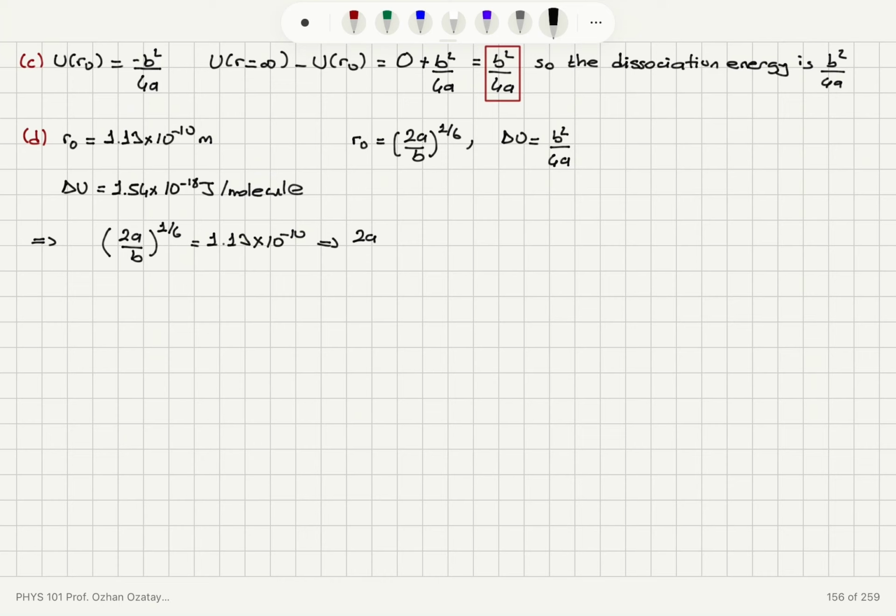So we find that the 2a to b ratio is 1.13 times 10 to the minus 10, to the power 6. So we find that 2a is equal to 1.13 times 10 to the minus 10 to the power 6 times b, or 4a is equal to 2b times 1.13 times 10 to the minus 10 to the power 6.